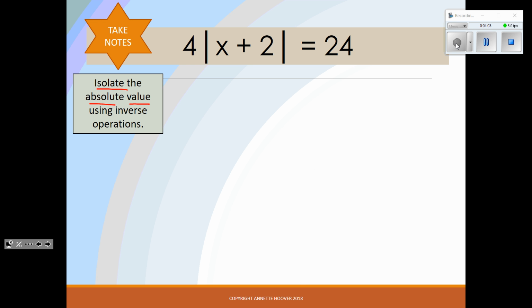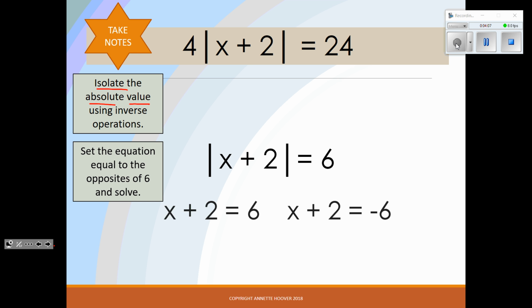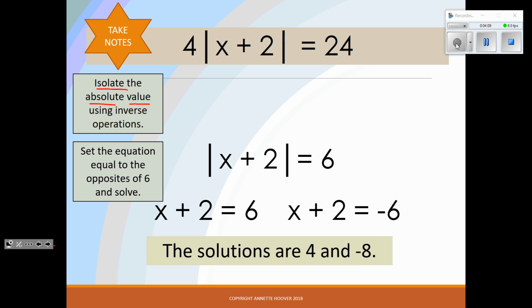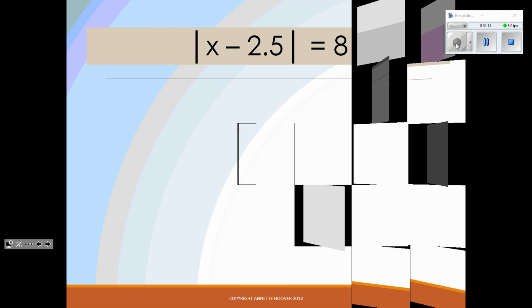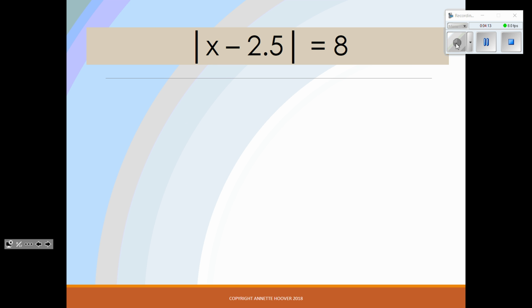Here's a review of what we just saw. Setting up our two equations. And there's the solutions. Okay, so let's try this again. Remember, first our goal is to get the absolute value by itself. Well, we look on the left side, we have the absolute value with nothing with it, so it's already by itself on the left side of the equation.